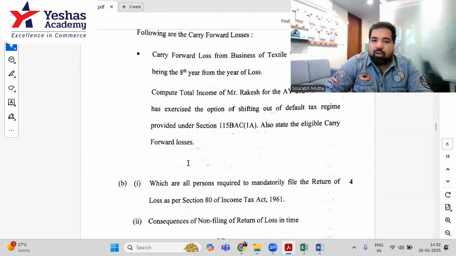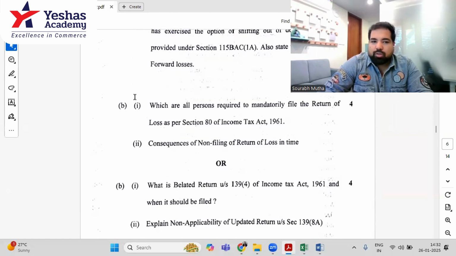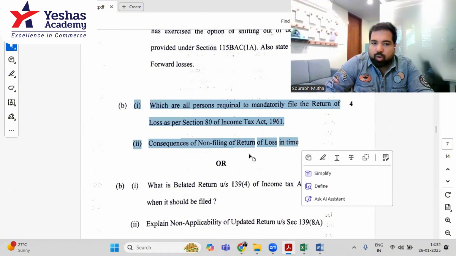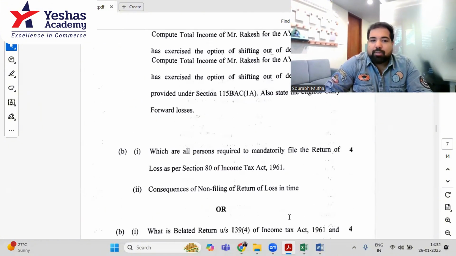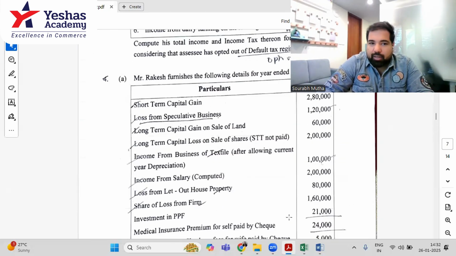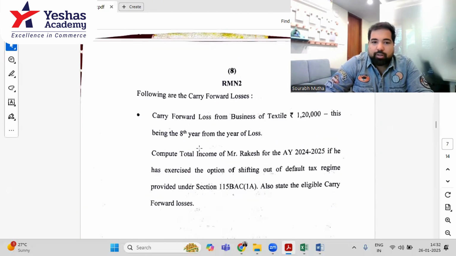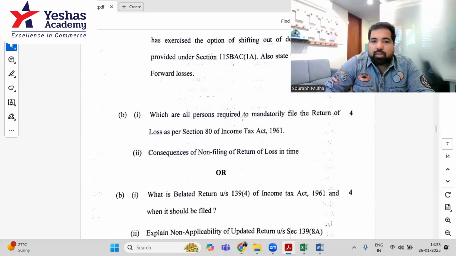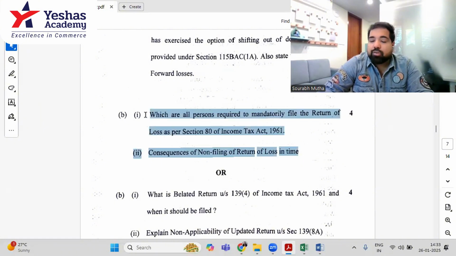And then there is 4 marks of return of income, which is here, this one or this one. So that means you can either attempt these two or you can attempt these two. Now it's very tempting because both of them look like something that we can do, 3 and 4. So let's filter out which we will know better. This loss is a practical question, so we'll know it really well. 6 marks secured here. Whereas here, what are all the persons required to mandatorily file return of loss under section 80, and consequences of not filing the return on time. So this is a great question.